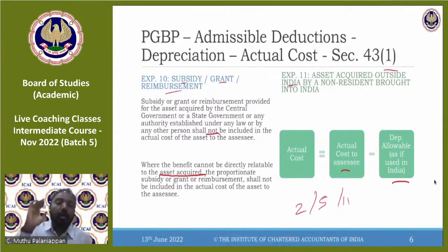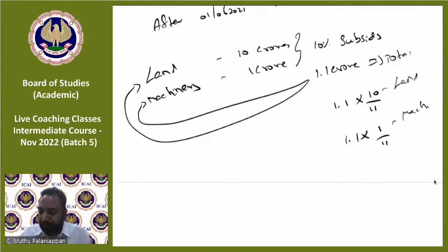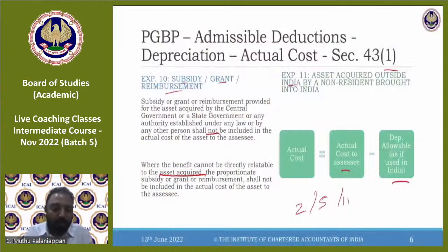Whatever we saw now, 1, 1A, 2, 5, 8, 9, 10, 11, all these explanations are what we are talking about with respect to actual cost. And as I told you, I did not discuss 3, 4, and 4A because they are not relevant to your intermediate. Okay. Now we'll move on to the next definition, that is with respect to WDV. Before that, I'll answer some of the questions.